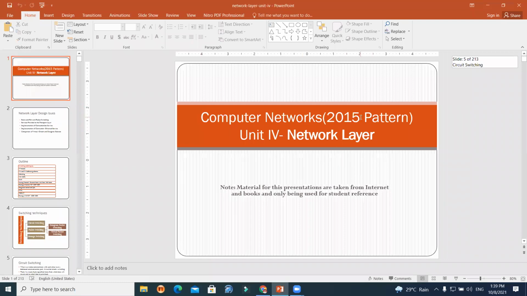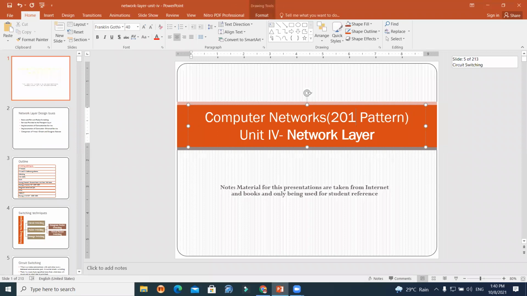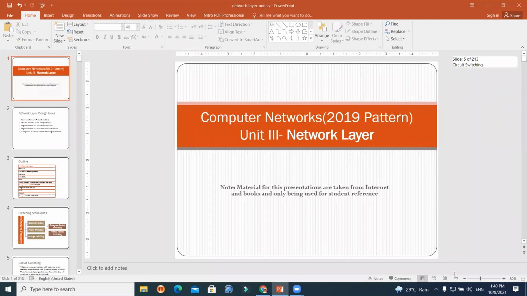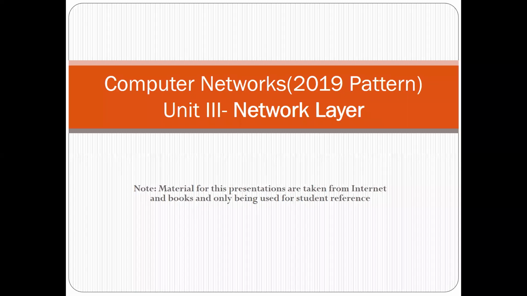Just make it 2019 pattern. And this is your third unit. Instead of 4, make it 3. So this is your third unit, and the third unit is based on the network layer. This is one of the most important layers as far as your OSI and TCP/IP models are concerned. In both the models, this particular layer is very important, and this layer is present in TCP/IP as well as in OSI.